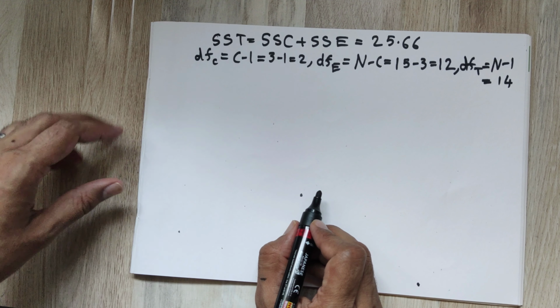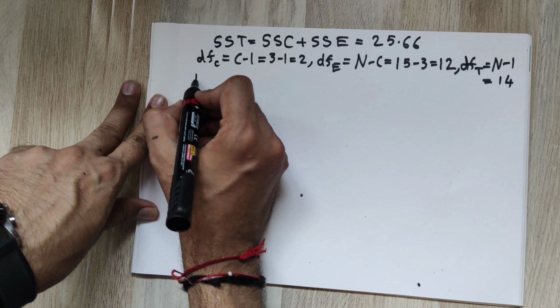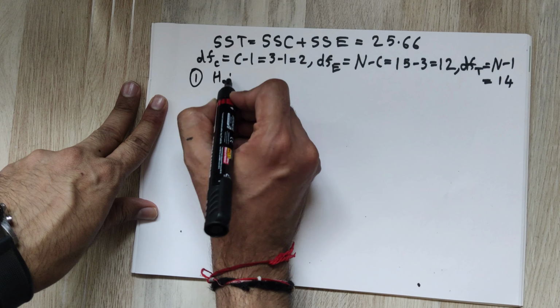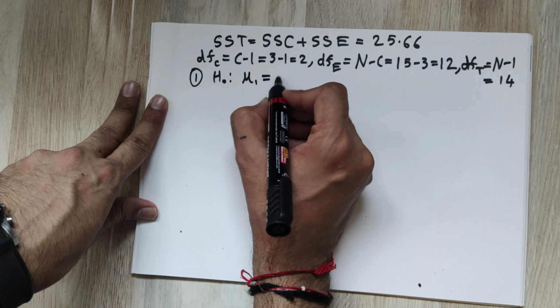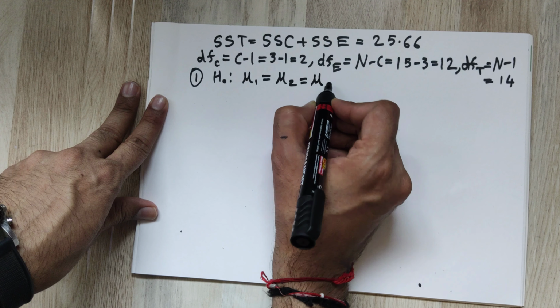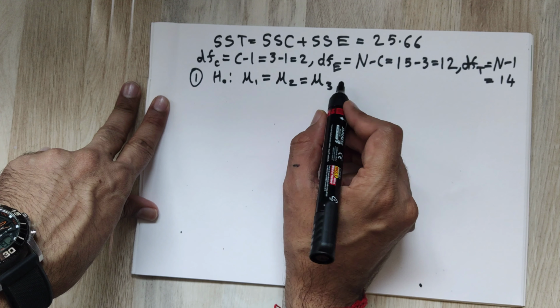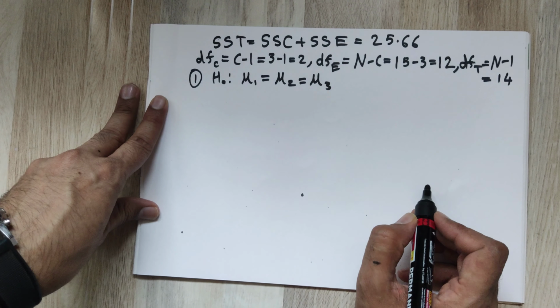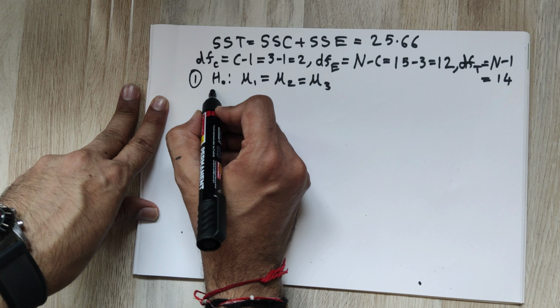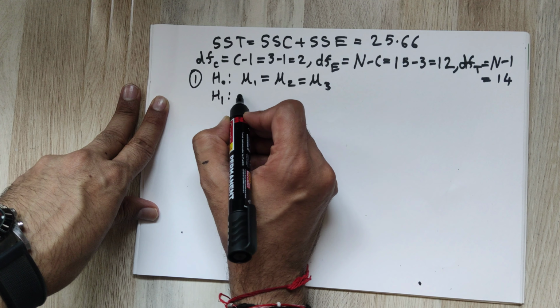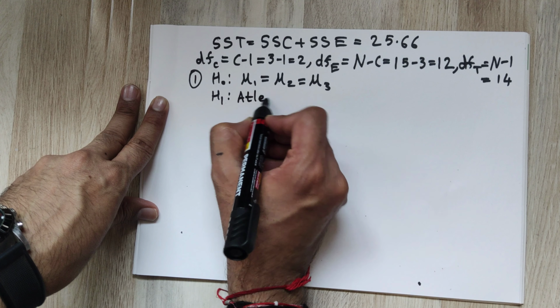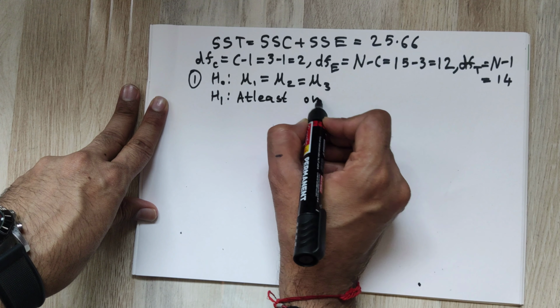Okay, now we can start with our steps of hypothesis testing. In the first step, we'll write down the null hypothesis, that is mu1 equals mu2 equals mu3. So we are assuming in our null hypothesis that the mean of all the 3 samples is the same. That is, weight loss across all the 3 samples is the same. Next, the alternate hypothesis. We will assume that at least one of the means differs.